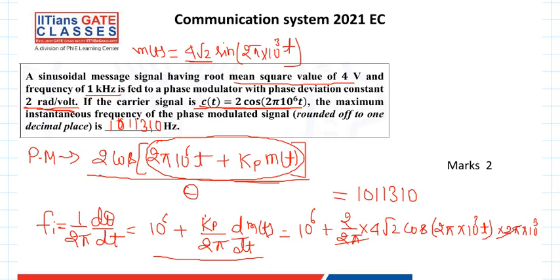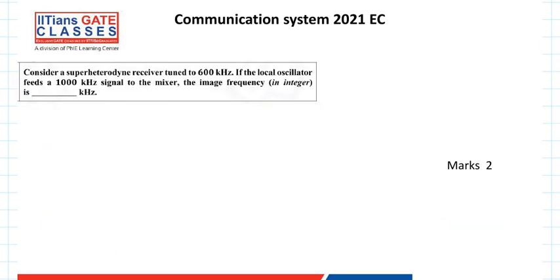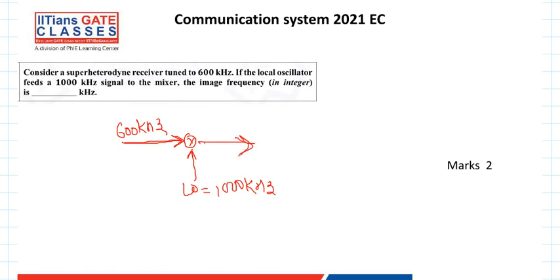Okay, now let's go to the next problem. This is based on the superheterodyne receiver, and this is a very easy problem. So we have a mixer. It's getting the LO signal and the received signal, or the signal we want to receive, which is at 600 kilohertz, and the LO is working at 1000 kilohertz. Okay, and then this is the down converted signal.